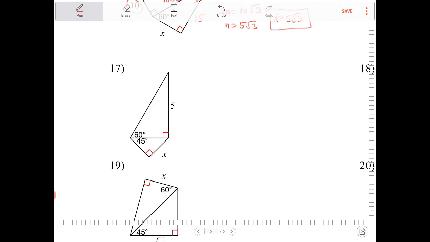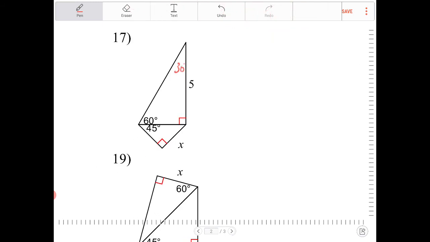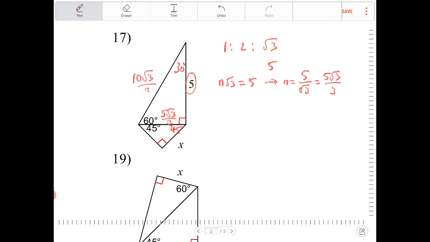Okay, moving on. This is 30 degrees. This is 45 degrees. So if this side here is 5, that corresponds with the radical 3. 1, 2, radical 3. I need to figure out what n is. n radical 3 is equal to 5. Therefore, n is equal to 5 divided by radical 3. I want to rationalize. This is 5 radical 3 over 3. So that means this side here is 5 radical 3 over 3, and this side over here is 10 radical 3 over 3.